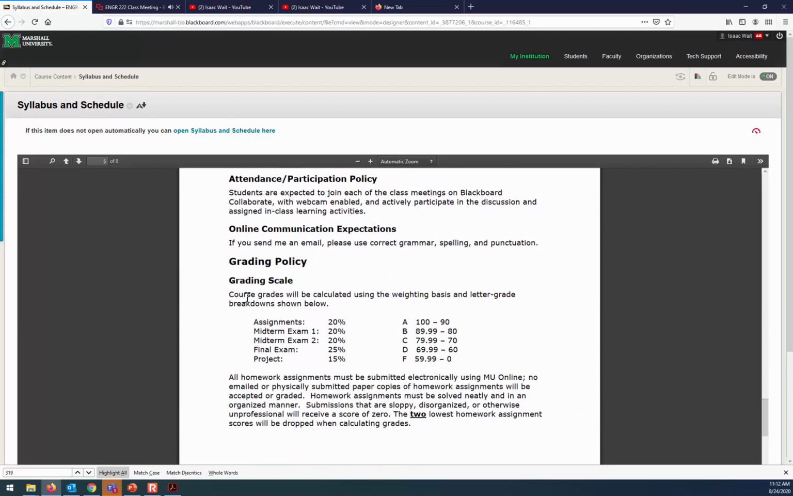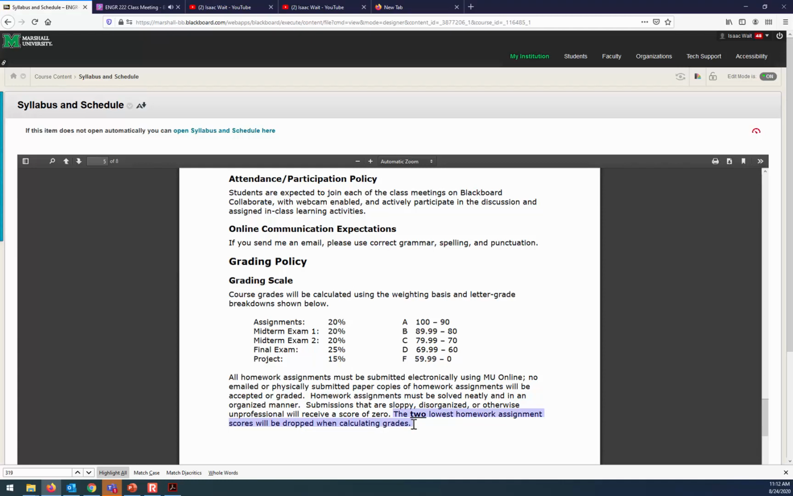And then the grading scale is something that students are often interested to learn about at the beginning of the semester. The homework assignments that you complete are worth 20% of your overall grade. Each of the exams is 20%. The final exam is 25%, and then we have a project that's worth 15%. And please note that I drop the lowest 2 homework assignment scores when calculating your homework average.